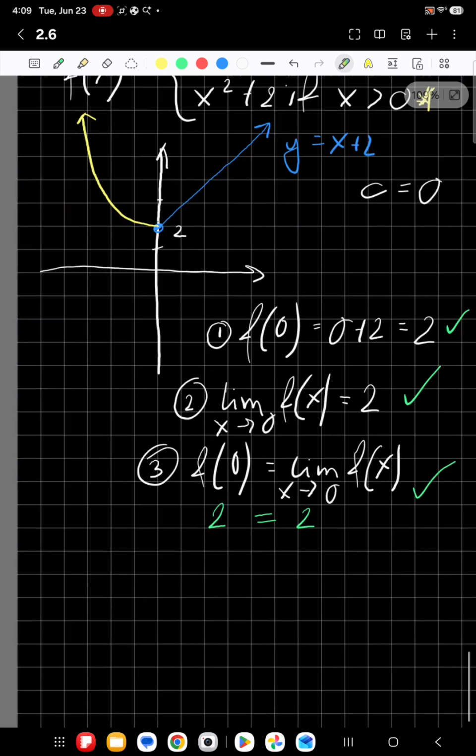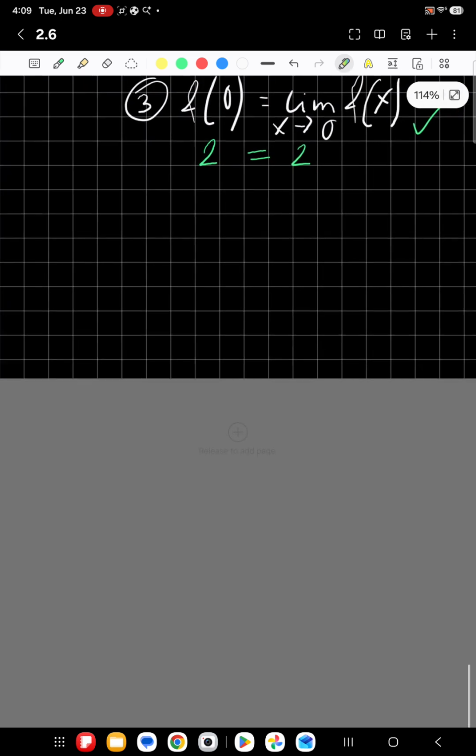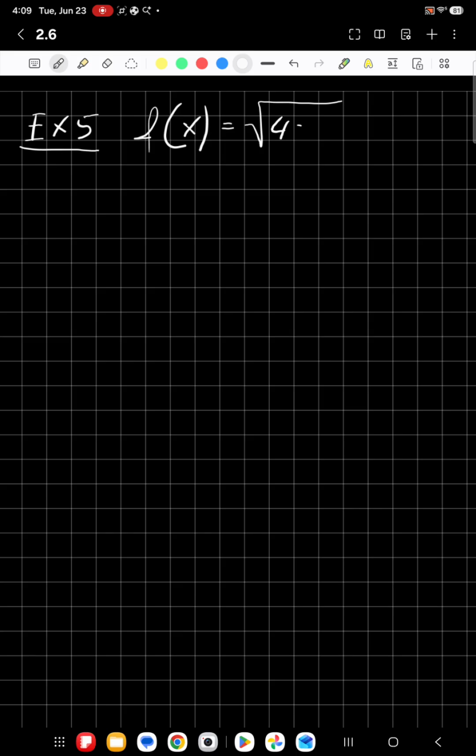One more example. This one is not something that we've already done, I just want to show you. I have in my notes example 5. I'm not sure if this is correct. So we need to discuss the continuity of a function like this: f of x equals square root of 4 minus x squared.